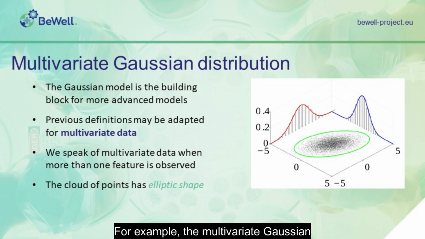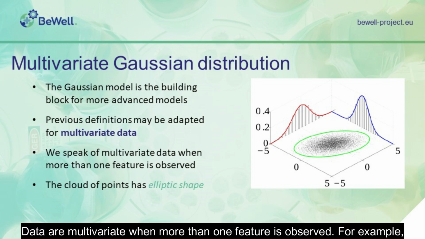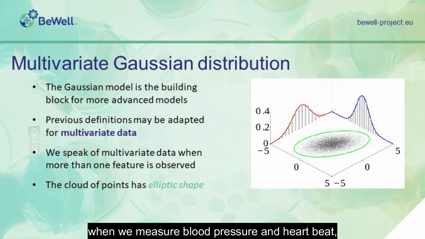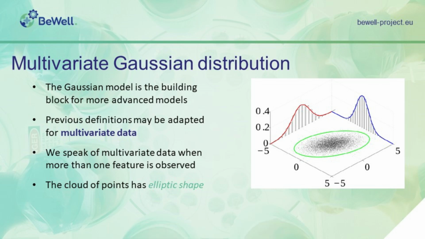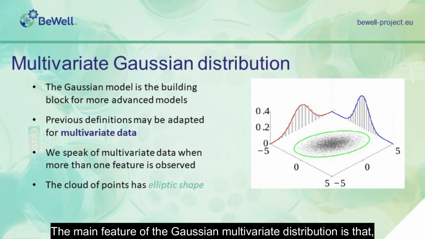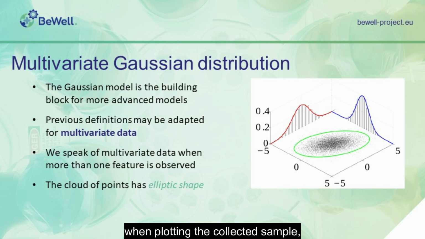For example, the multivariate Gaussian model generalizes it for multivariate data. Data are multivariate when more than one feature is observed. For example, when we measure blood pressure and heartbeat, jointly they form a multivariate sample. The main feature of the Gaussian multivariate distribution is that, when plotting the collected sample, the cloud of points has an elliptic shape.